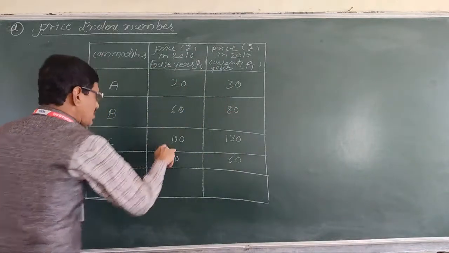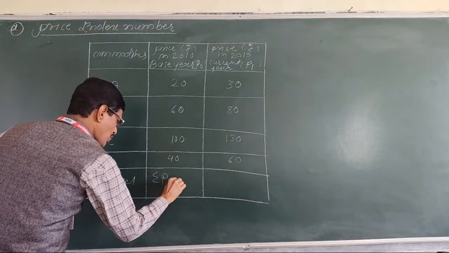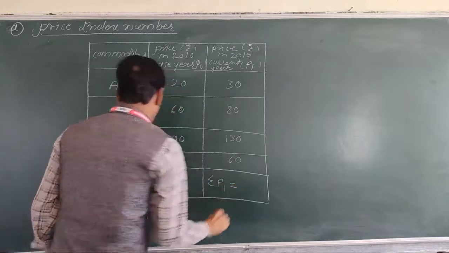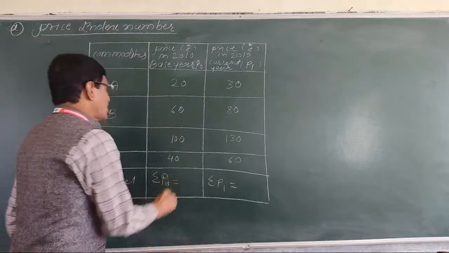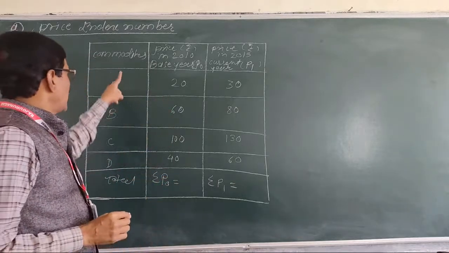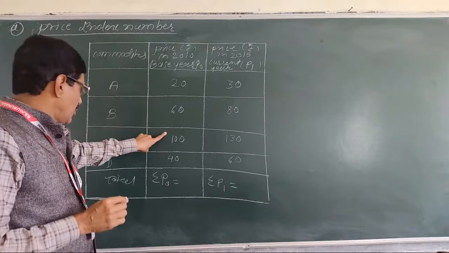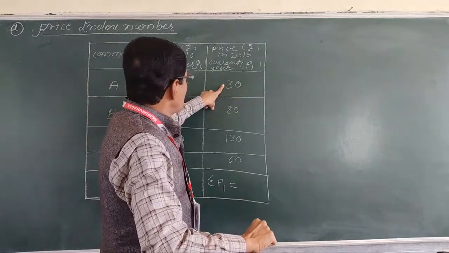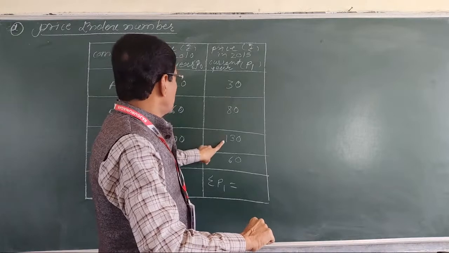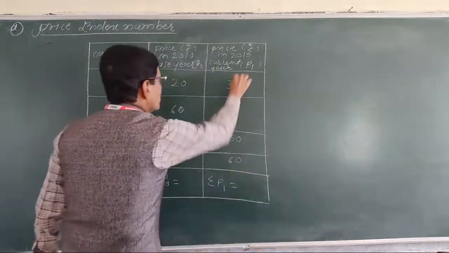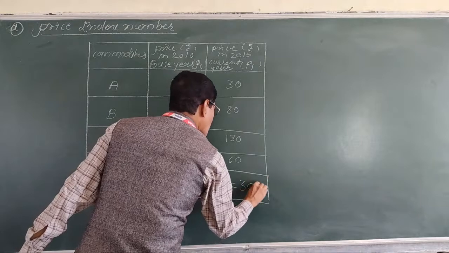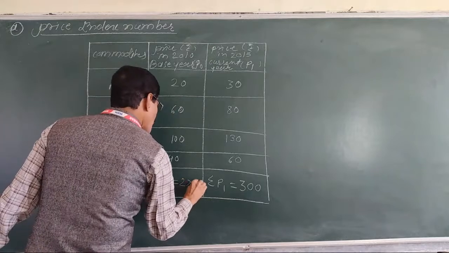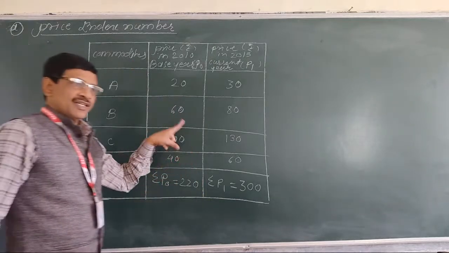Summation P0 is equal to, and summation P1 is equal to. Summation P0 means the base year's prices added: 20 plus 60 plus 100 plus 40. Then the current year prices added: 30 plus 80 plus 130 plus 60. So the total is 300 for the current year and 220 for the base year. Okay, clear?